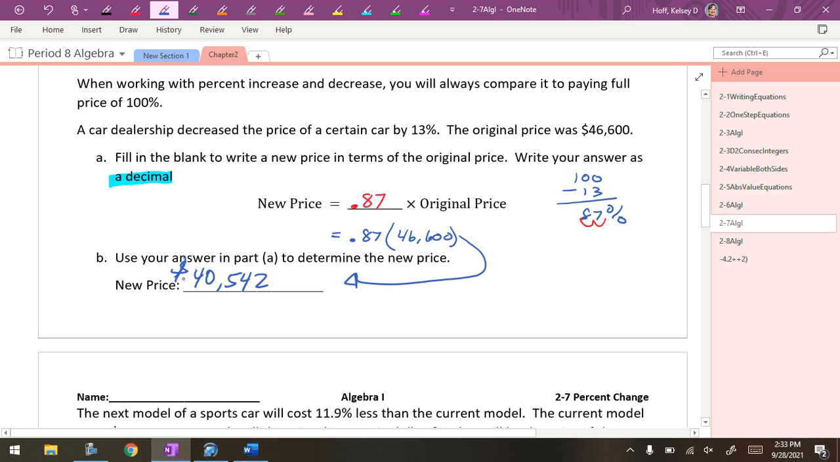40,542. Does it make sense? It's less than the original. Yes, these are little things to double check yourself on. If they give me a discount on a car, but it ends up being more money than I originally started with, I probably should double check my calculations, right? Probably. All right, so we go to the next one.